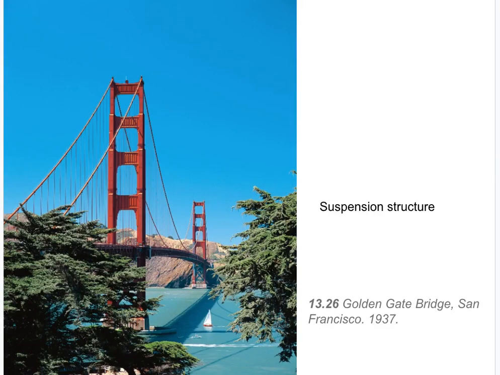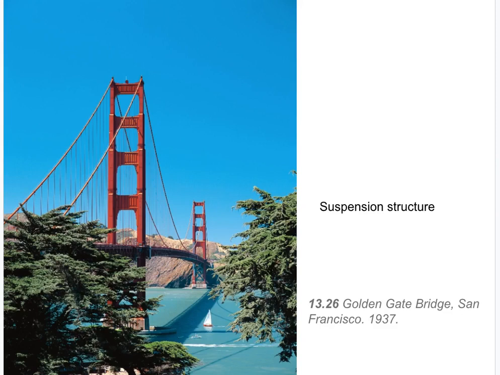So I'll click over and show you. A good example of this is the Golden Gate Bridge in San Francisco, built in 1937. And this is a suspension structure. As that definition said, you have these vertical pylons built into the ground. You have these big support cables in a parabolic curve, draping from top to top.